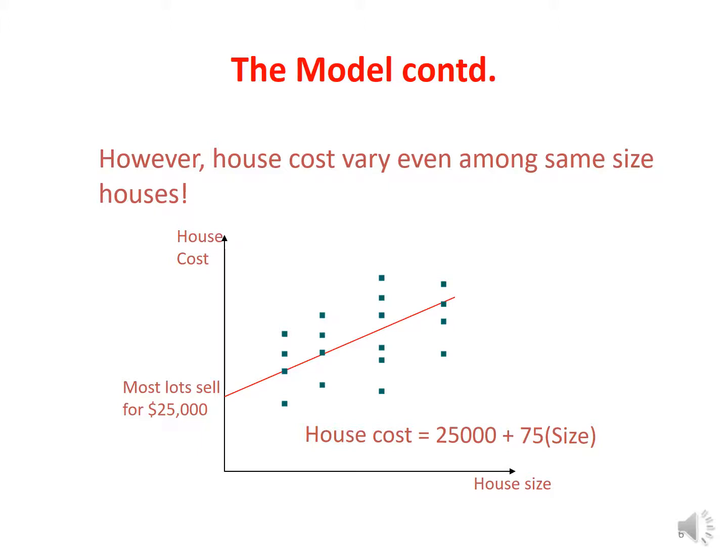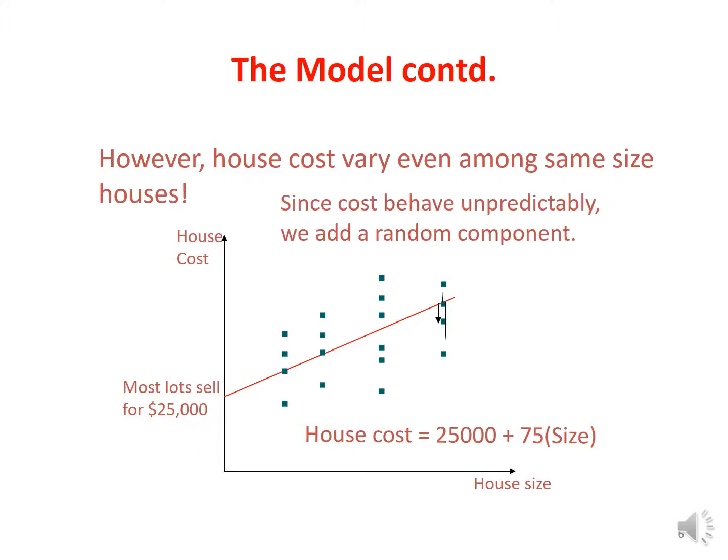There is randomness. So you can express this unpredictability by using a random component called epsilon. So the equation of the house price is 25,000 plus 75 into size plus epsilon. The epsilon takes care of the unpredictability of the house cost. This is a random component, but we must include it. Maybe it's very small, doesn't matter, but please include the epsilon.